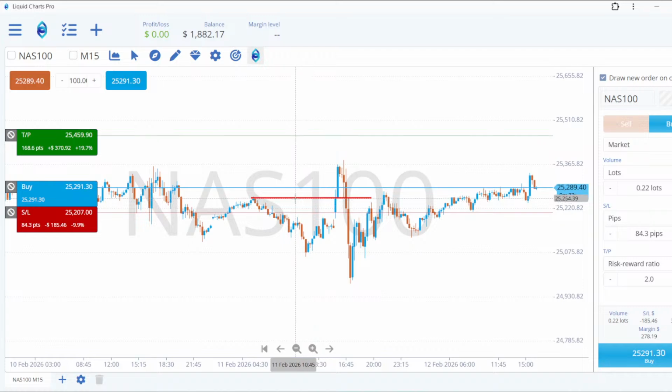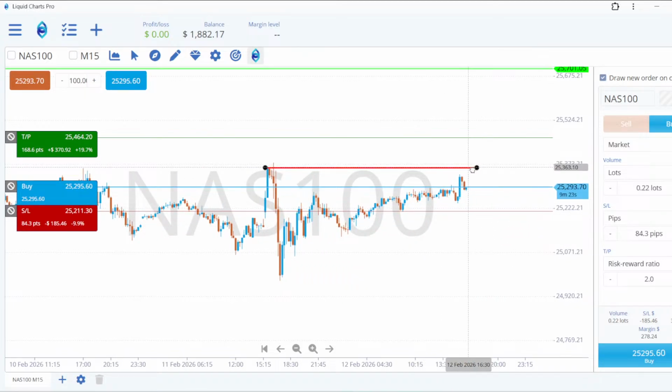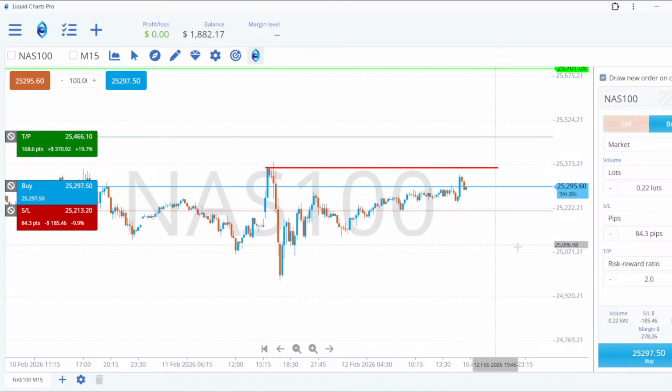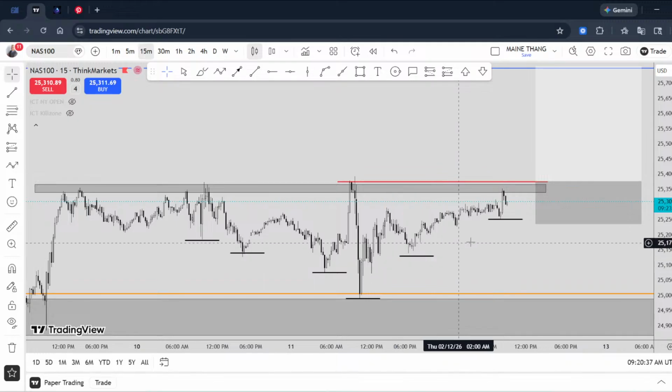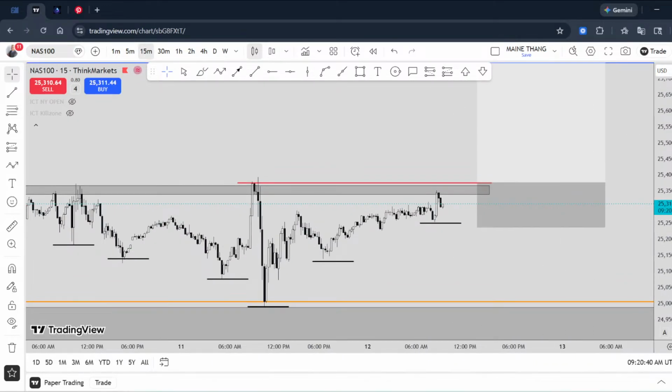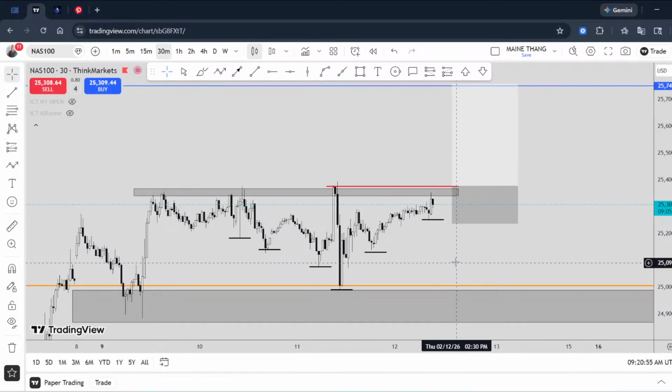The marking, the scar from yesterday's loss is still here, y'all. That's okay. That's okay. That's okay.